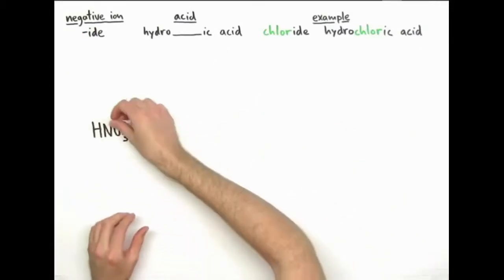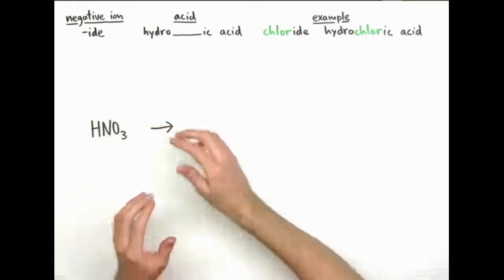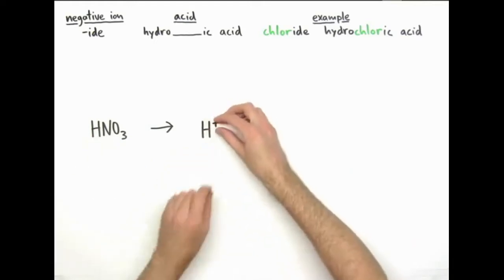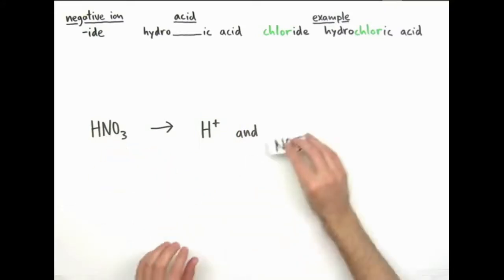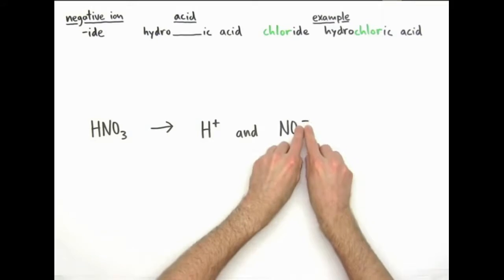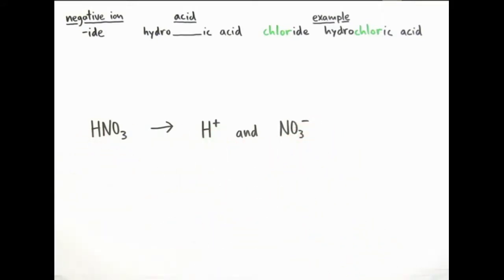So here's our first acid with oxygen that we're going to name, HNO3. We're going to break this up into the ions that make it up. One of those ions is going to be an H plus, and the other is going to be NO3 1 minus. It's everything else, and the negative charge here, the 1 minus, balances out the 1 plus on the hydrogen.